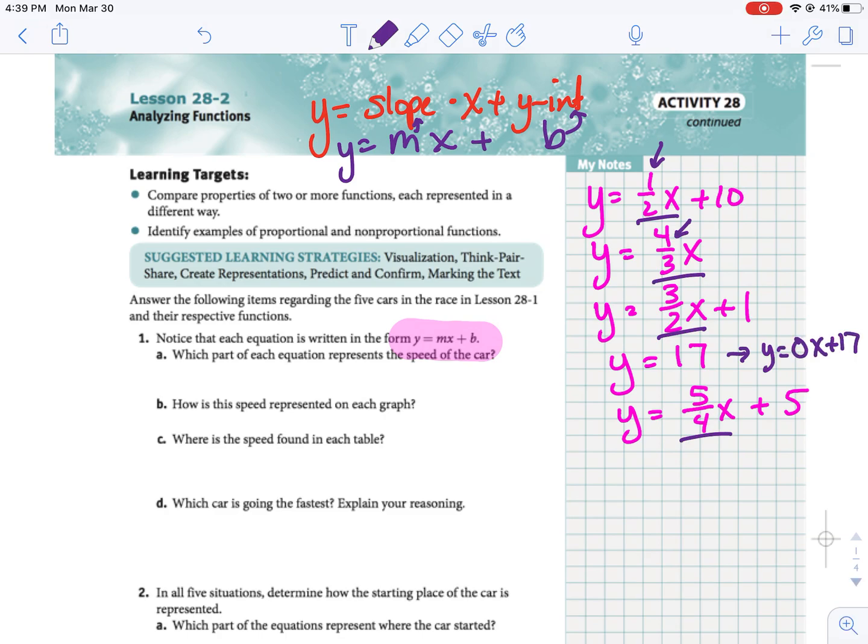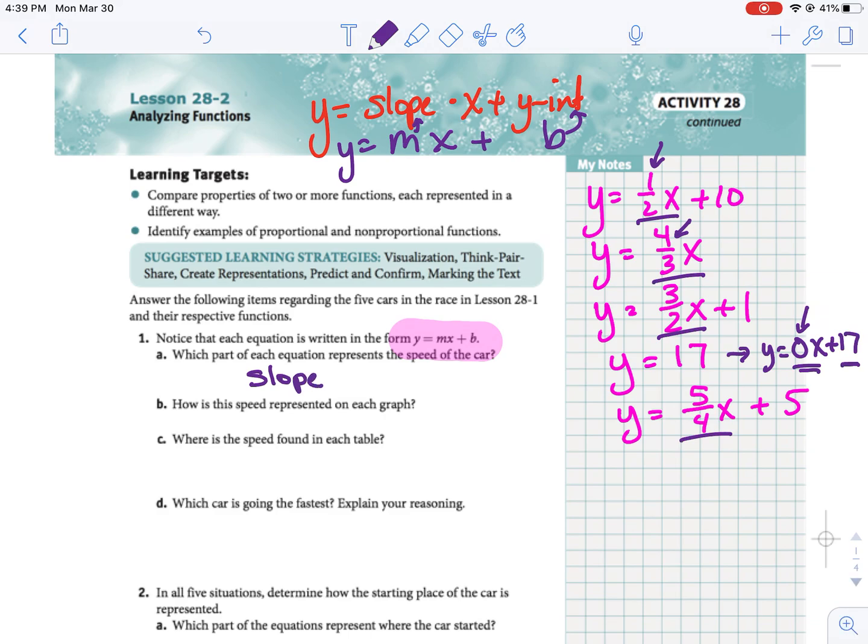So if you did the last lesson, this one wouldn't run. It was basically a car that started 17 miles ahead, or 17 inches ahead of the starting line, but then it wouldn't start. So it never changed. You never added anything to that 17. It stayed at 17 the whole time. So the part of the equation that represents the speed of the car is the slope.